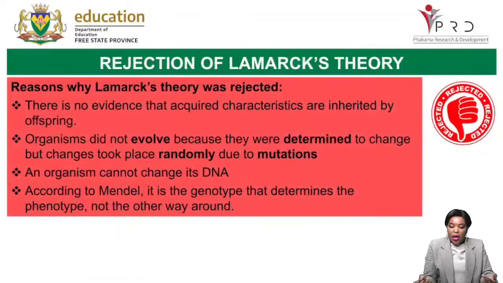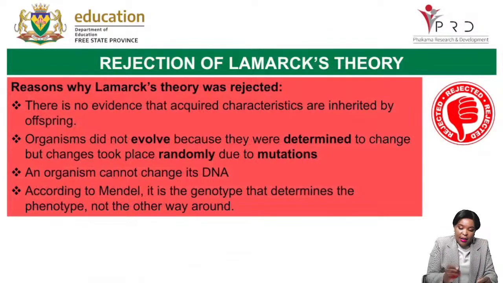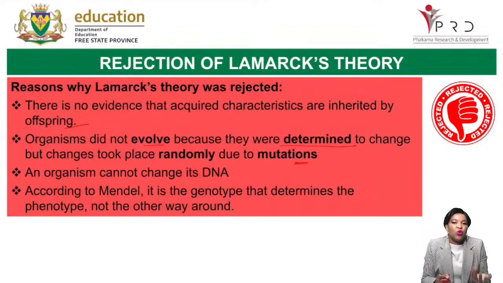Then, Lamarck's theory, we know it was rejected, but why was it rejected? This is a question that will come in your exam. They will ask you, why was Lamarck's theory rejected? These are the reasons that you need to say. Always, always: there is no evidence that acquired characteristics are inherited by offspring. Then organisms did not evolve because they were determined to change. Or you can simplify this to say organisms did not evolve because they want to.